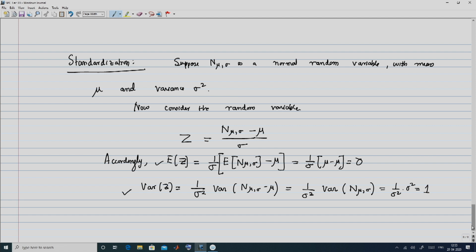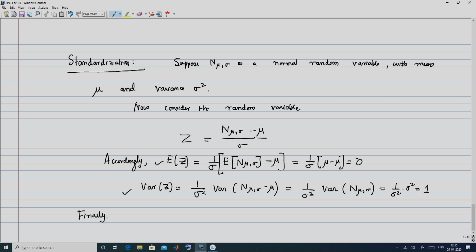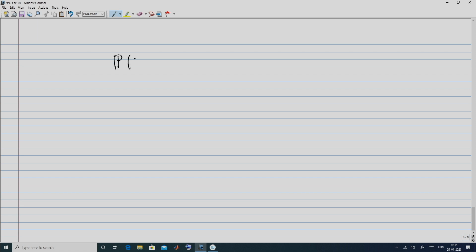So now we know that the random variable z has a mean of 0 and a variance of 1. So the only thing that remains is to figure out, making use of n mu sigma, what exactly is the distribution of z going to be. So accordingly, what do we do? So finally, we compute the distribution of z. So how do we compute? The distribution will be given by probability of z less than or equal to some small t. What is this going to be? This is going to be the probability, and I replace z with n mu sigma minus mu over sigma less than or equal to t. Now this can be rewritten as probability of n mu sigma less than or equal to sigma t plus mu.